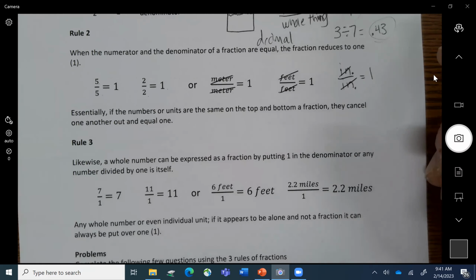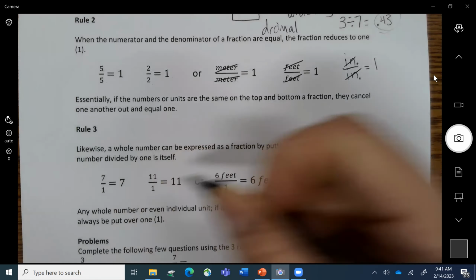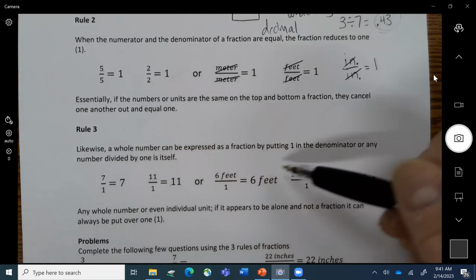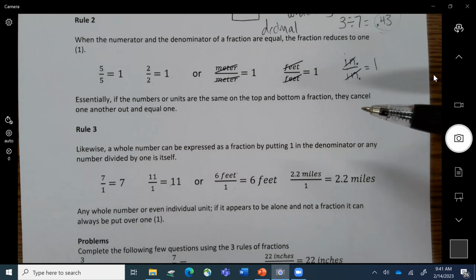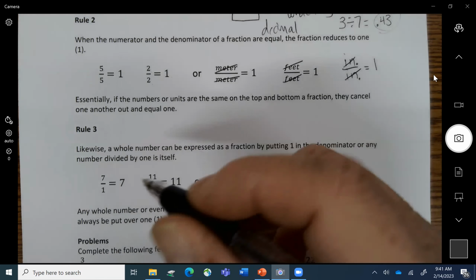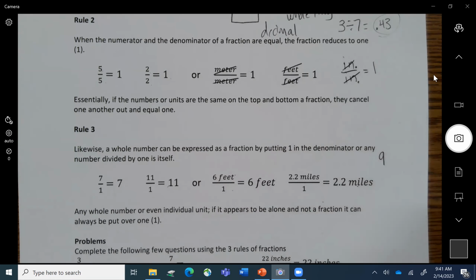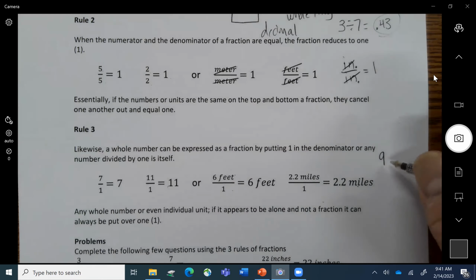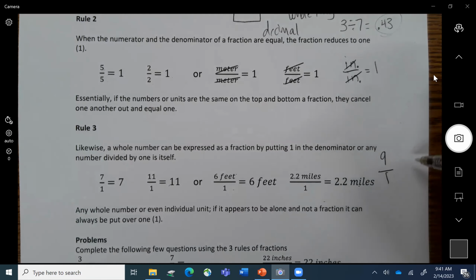What rule 3 is saying is that anything divided by 1 is itself. 7 divided by 1 is 7, 11 divided by 1 is 11. 6 feet divided by 1 is 6 feet. 2.2 miles divided by 1 is 2.2 miles. How about the number, we'll go with just 9. My first question is, is the number 9 a fraction? Well, it can be over 1, can't it? Because anything divided by 1 is itself.